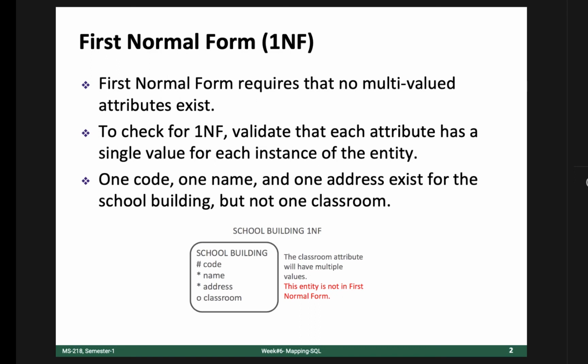So we saw this example that in the school building, this classroom attribute is a troublesome attribute. It's creating a problem because definitely this school building would have many classrooms, so we have to kick out this attribute. The rule is that all the attributes which are creating a problem for some normalization form, we have to kick out and make a new entity for them.